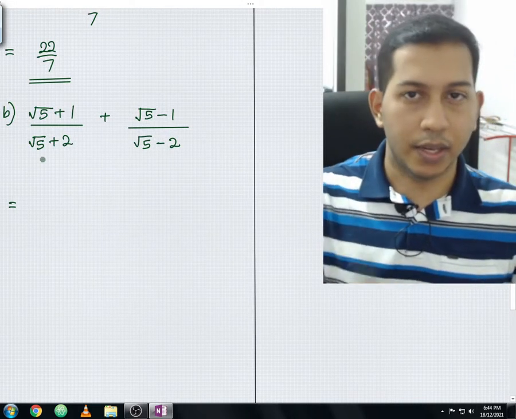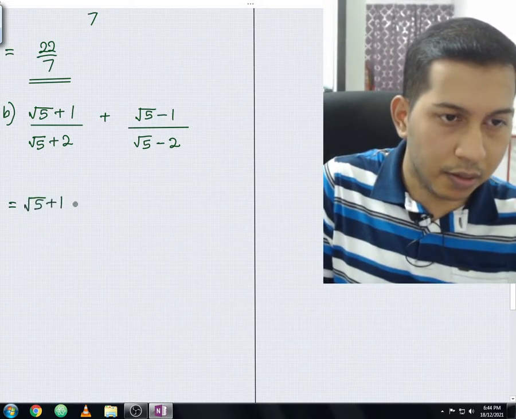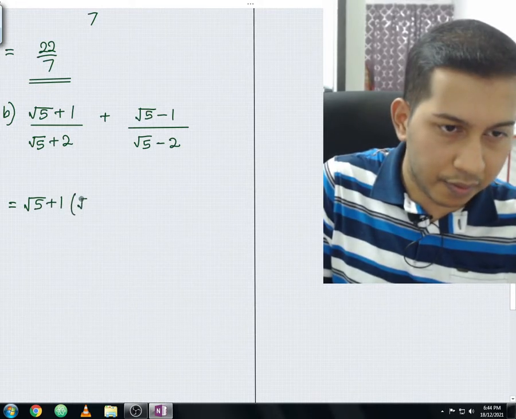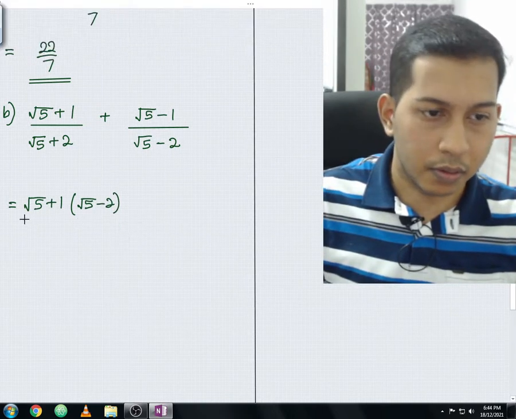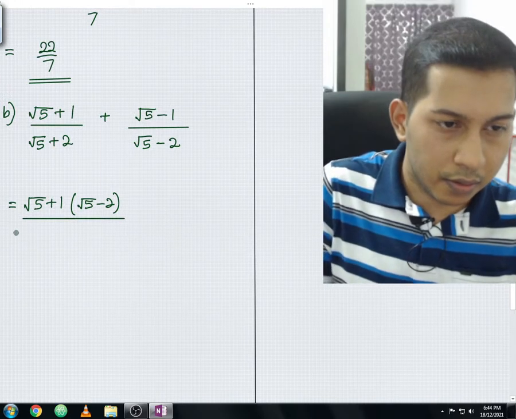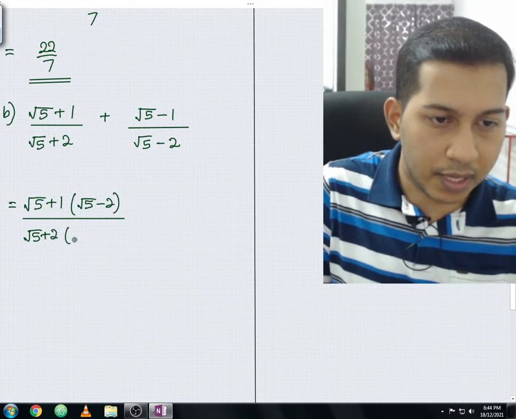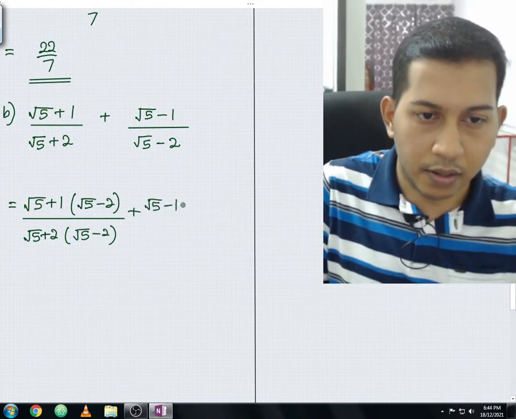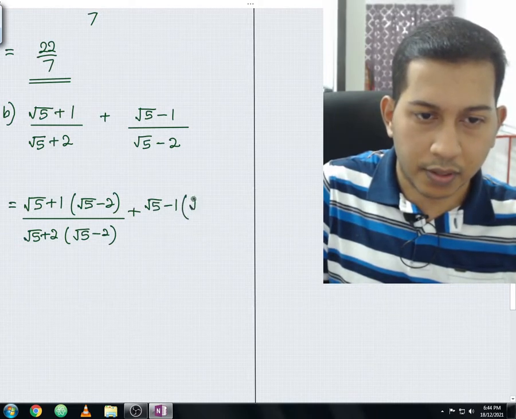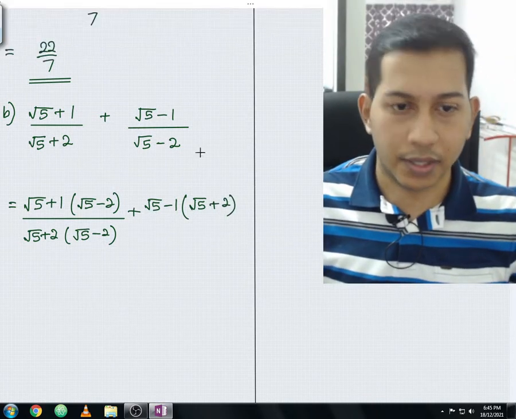From here, let us perform the working. Surd 5 plus 1, you times with surd 5 minus 2. So you underline. From here, surd 5 plus 2, you times with the respective conjugate, surd 5 minus 2. And then you plus surd 5 minus 1, and then you times with surd 5 plus 2. So you underline the fraction.